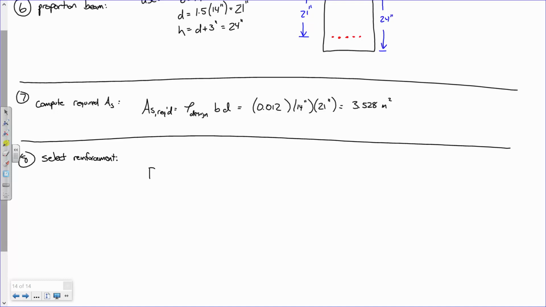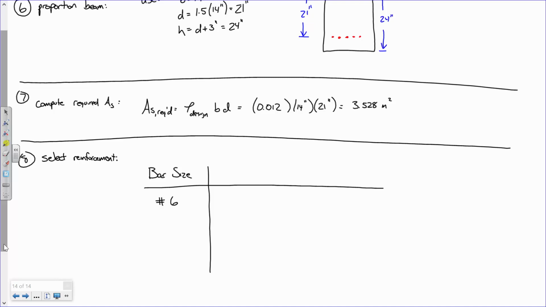So I'm going to draw a little table. Bar size. Like I said, I'm going to start us out. I'm going to walk before we can run. I'm going to start us out with a bar size of number 6.